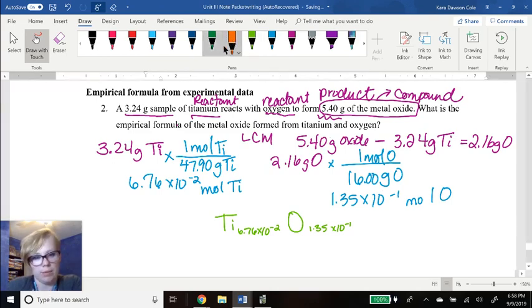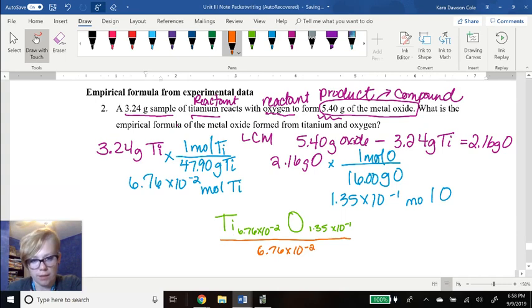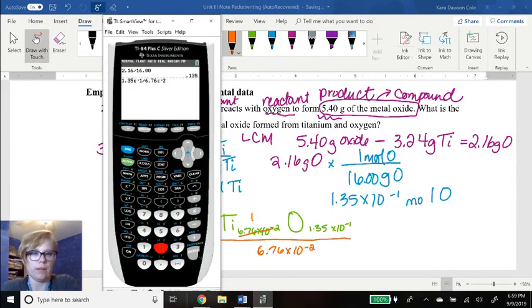The next step is I just have to divide by my smallest subscript. My smallest subscript here is 6.76 times 10 to the minus 2. So now this one goes to 1. Then I can calculate the other: 1.35 times 10 to the minus 1 divided by 6.76 times 10 to the minus 2, and that gives me 1.997. So I can go ahead and round this to 2.